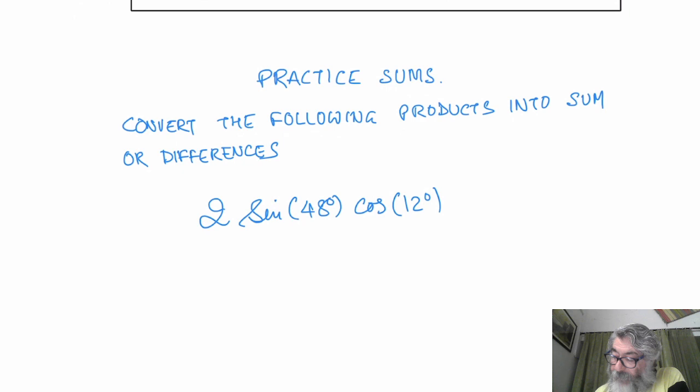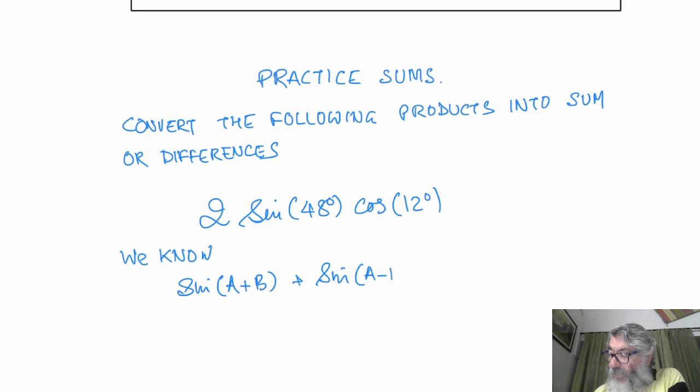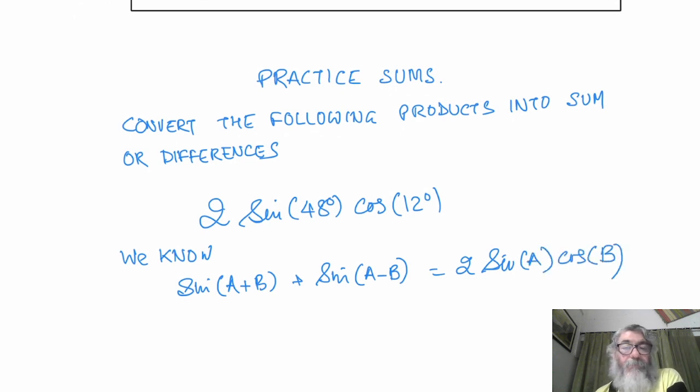You remember, we know sine A plus B plus sine A minus B is actually 2 sine A cos B. 2 sin A cos B is equal to sin A plus B plus sin A minus B, because sin A plus B is sin A cos B plus cos A sin B. Sin A minus B is sin A cos B minus cos A sin B. When we add them, the cos A sin B term will cancel and 2 sin A cos B will remain. So here it is 2 sin A cos B.